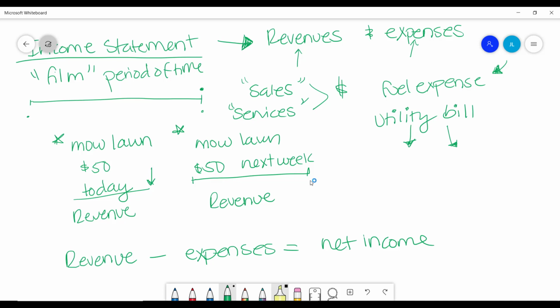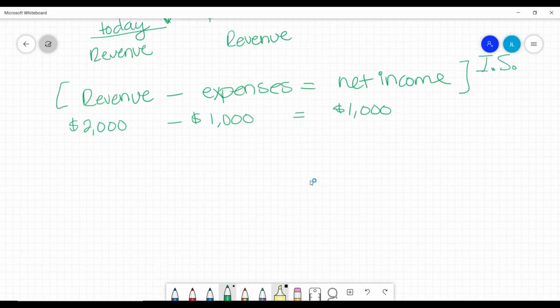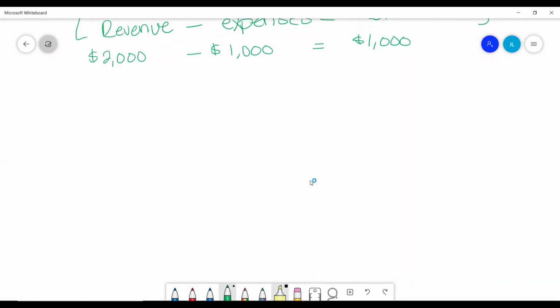Your revenue minus your expenses gives you your net income. So if I generate revenue of $2,000, but I had to spend $1,000 on expenses, that means my net income is $1,000. Basically, revenues minus expenses equals net income; that is your income statement in a nutshell. And lastly, our statement of cash flows.